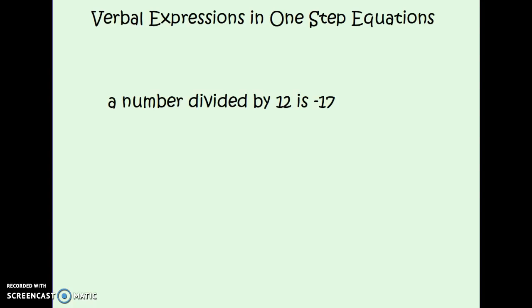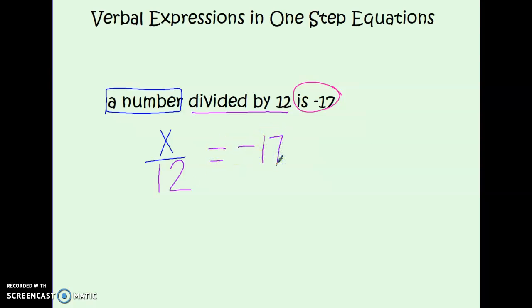Okay? Here is our next verbal expression. This is a number. We don't know that number, so we can call it whatever variable. You can choose a letter. Divided by 12. Okay, we know we're dividing because it tells us specifically. And then, of course, we've got our answer is negative 17. So we just have to write this out. So a number, I'll use X this time, is being divided by positive 12. So X divided by 12, and it equals negative 17.